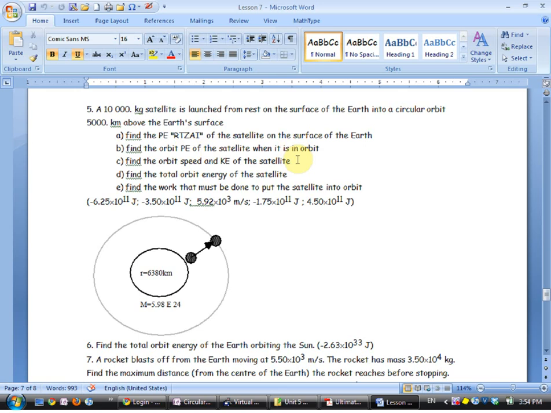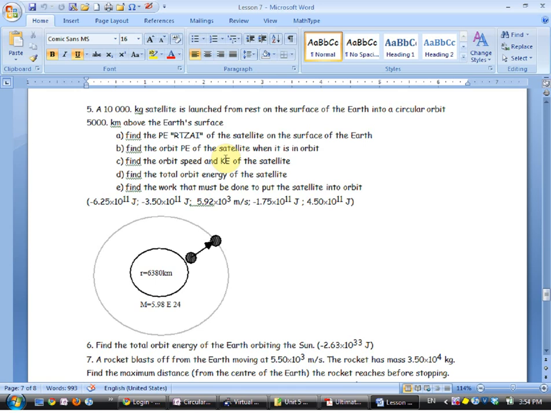Could you find the orbit speed and the kinetic energy of the satellite? Didn't we do a few examples ago when I did FG equals FC? Couldn't I use that to find your orbital speed if I knew the radius? Once I know the orbital speed, kinetic energy is a half mv squared.